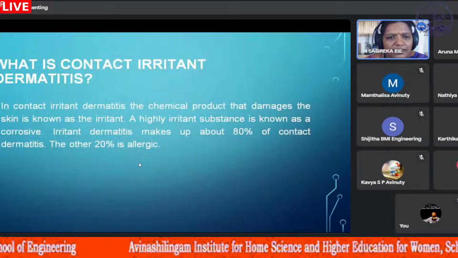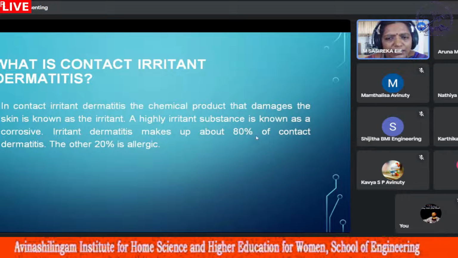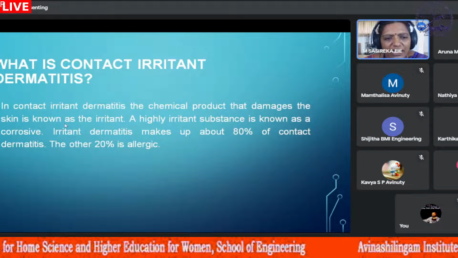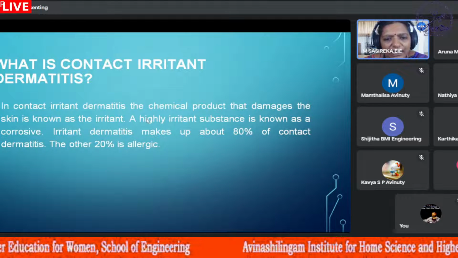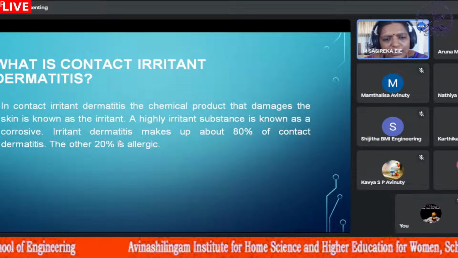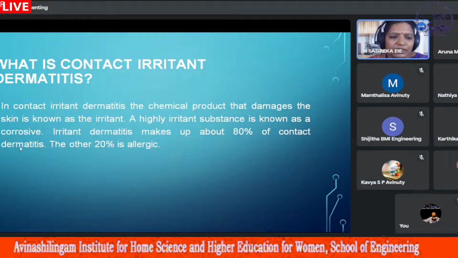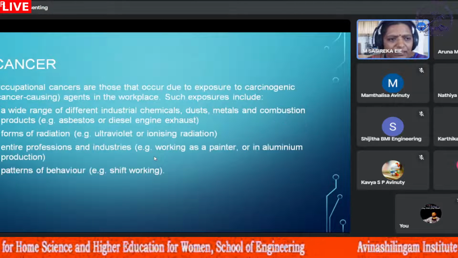So what is contact irritant dermatitis? It is a chemical product that damages the skin, which creates some irritation. So we call it the irritant, and a highly irritant substance is known as corrosive. Irritant dermatitis makes up to 80% of contact dermatitis. The other 20% is due to allergy.